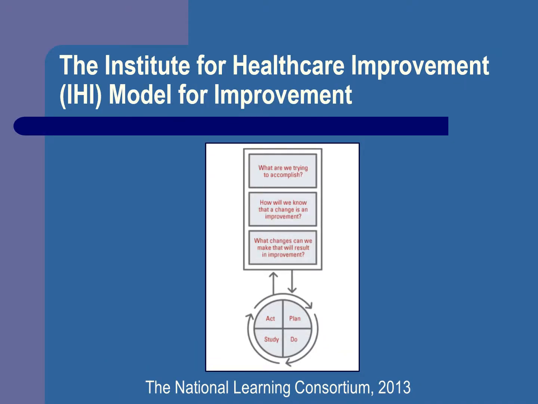While there are many models and methods that can be used to assist with continuous quality improvement initiatives, the one we'll discuss here is a model put forward by the Institute for Healthcare Improvement. It deals with first trying to get an understanding of what you're trying to accomplish, and then how will we know that a change is truly an improvement in the system, and what changes can we make that will result in improvement. Once we've looked at those questions in a critical manner, we'll then implement a process called Plan, Do, Study, and Act.